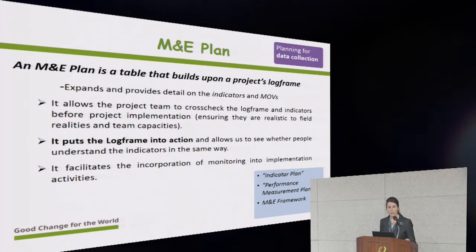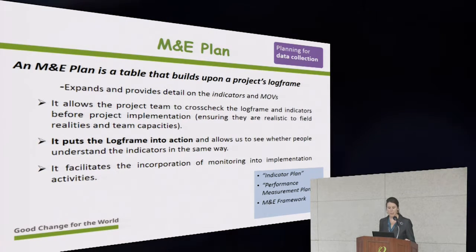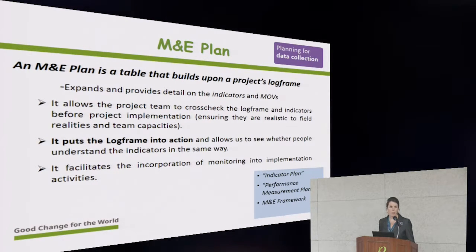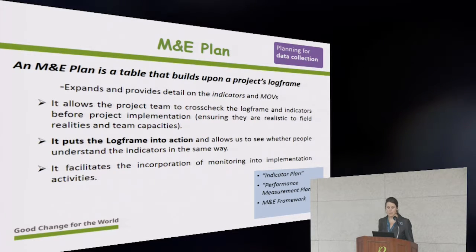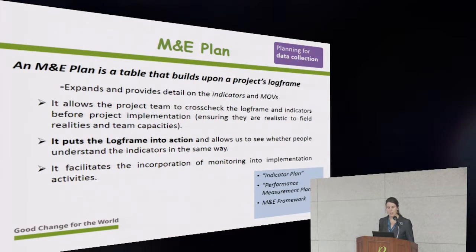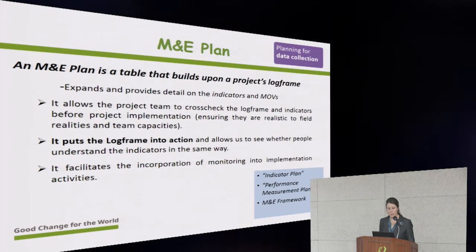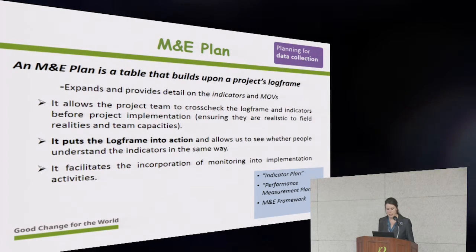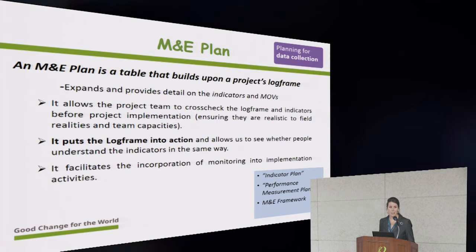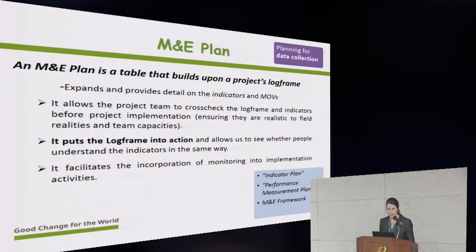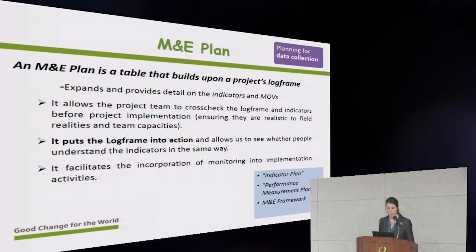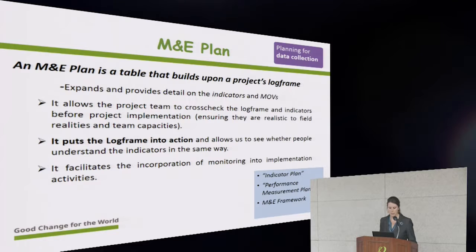When you're going into your M&E plan and thinking about how you'll collect the data, you might realize that it's not feasible, and so you'll have to change some of your indicators. So it allows the project team to cross-check that. It puts the log frame into action, and it allows us to see whether people understand the indicators in the same way. And it facilitates the incorporation of monitoring into implementation activities.